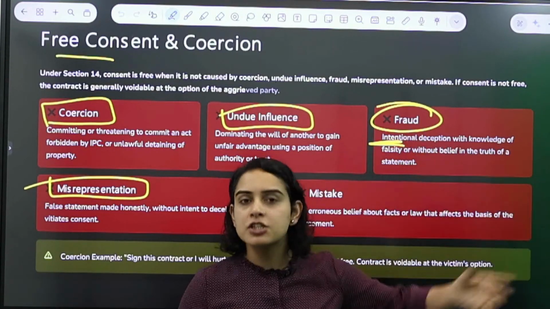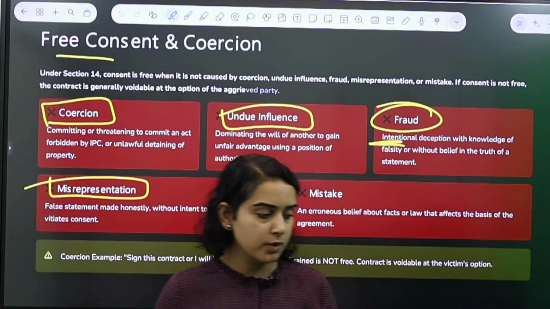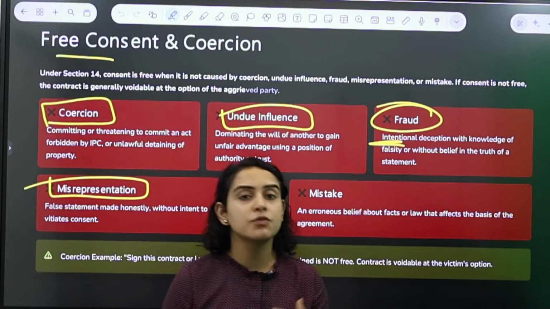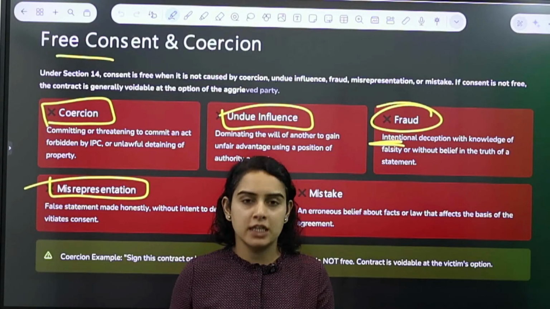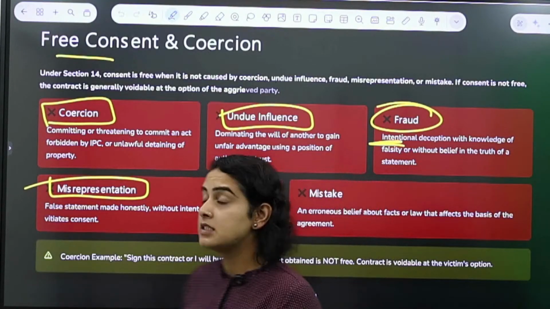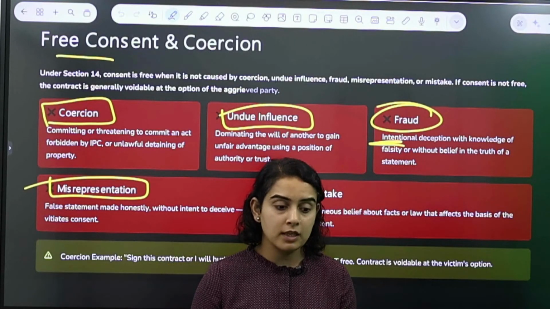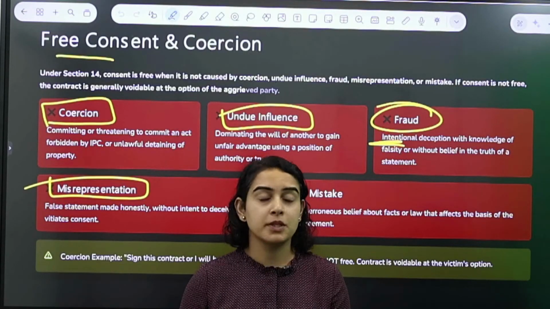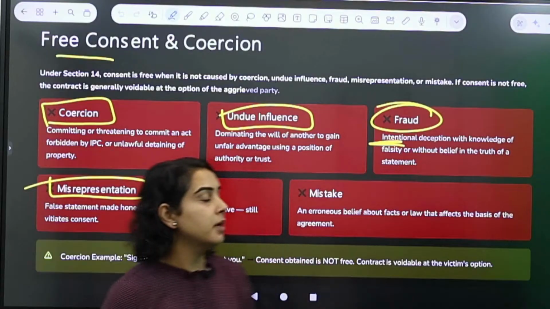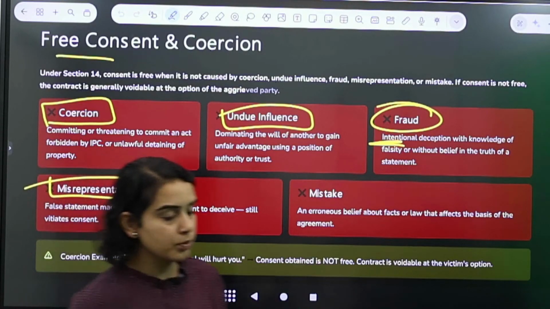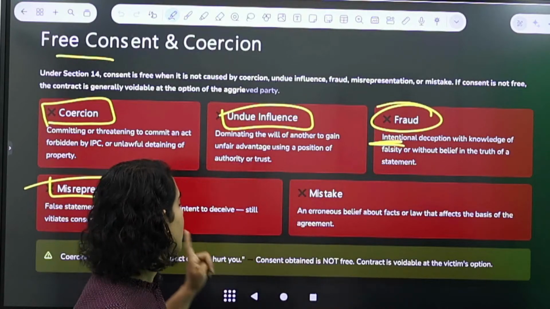There is intentionally wrong information being given, while in misrepresentation, the information that has been given is false without any intent, right? It is an honest mislead without any intent. But the difference between fraud and misrepresentation is going to be the intention.